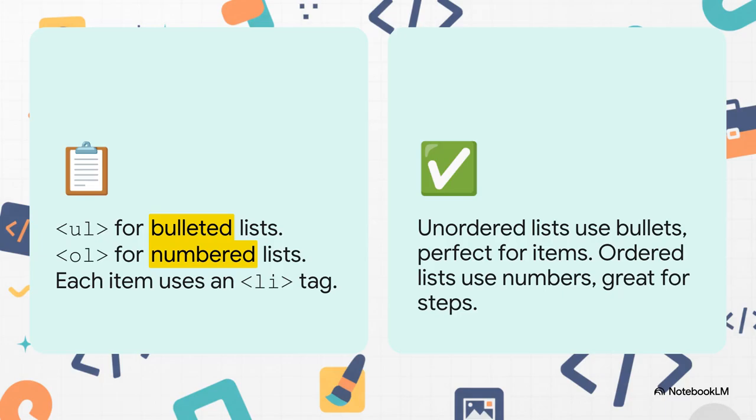Lists are absolutely everywhere on the web. An unordered list, or UL, gives you a classic bulleted list. But if you need a numbered sequence, like for steps in a recipe, you'd go for an ordered list, or OL. For both types, each individual item in the list gets wrapped in an LI tag.